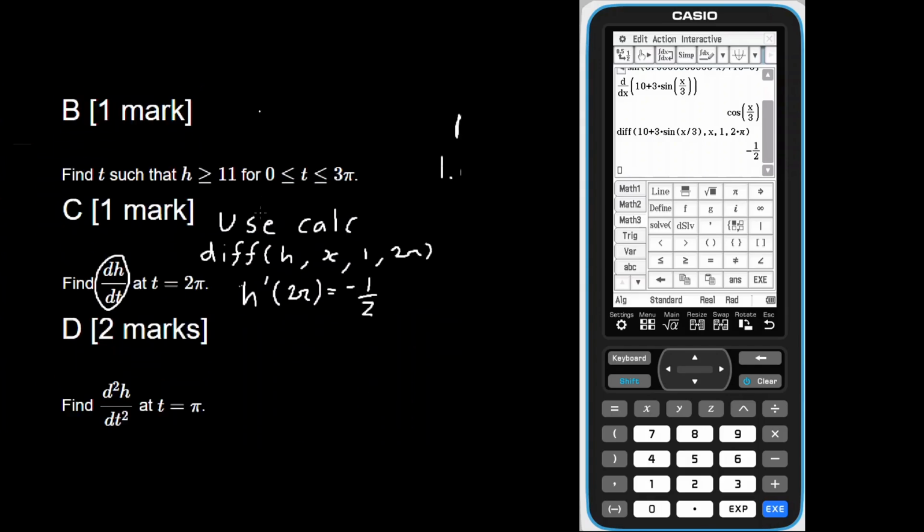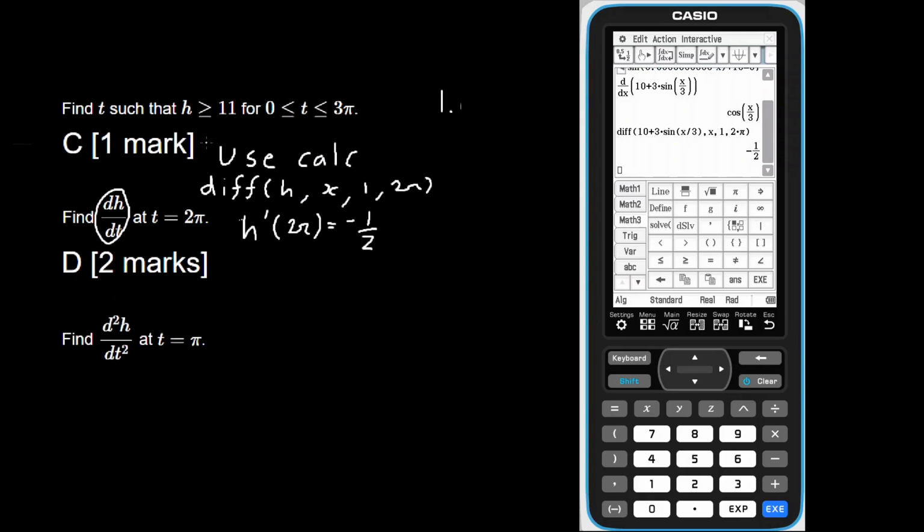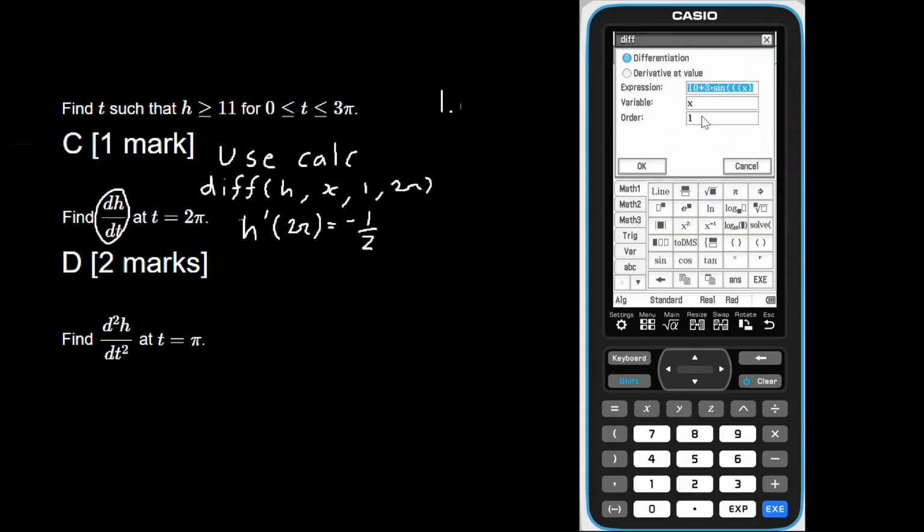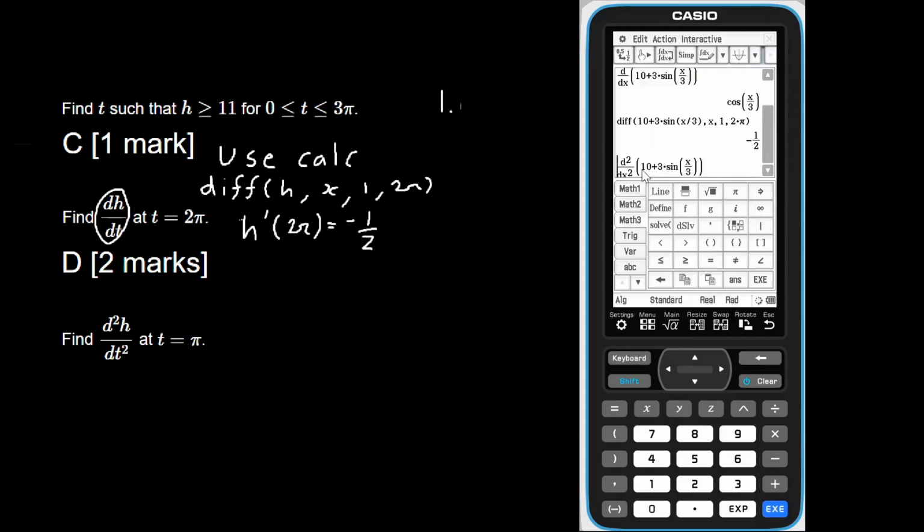Okay, so the next step is finding it at this other point here. So you don't really need to know how it works to the same extent as if you were doing it by hand. But what we're going to do here is go interactive calculation diff, and we're going to go the second order just to show you what it looks like. And so this has given us the second order differentiation, right? But we wanted to find it at this value.